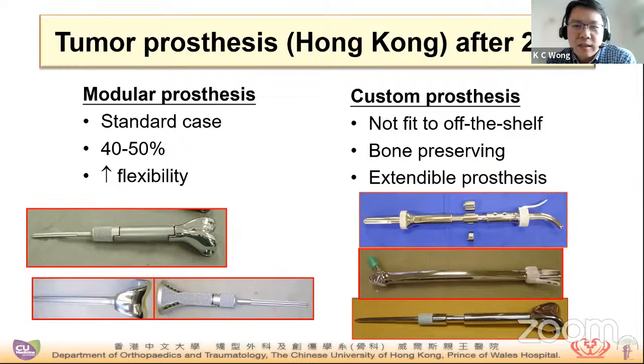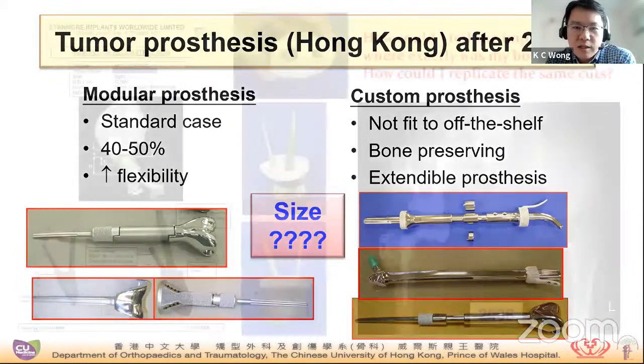At that time, we first started with this: if the off-the-shelf implant can't fit the bone geometry or bone defect, we want to preserve more normal bone. And also we want to have an extendable procedure in pediatric cases. We will adopt a custom approach. So size is really an issue.